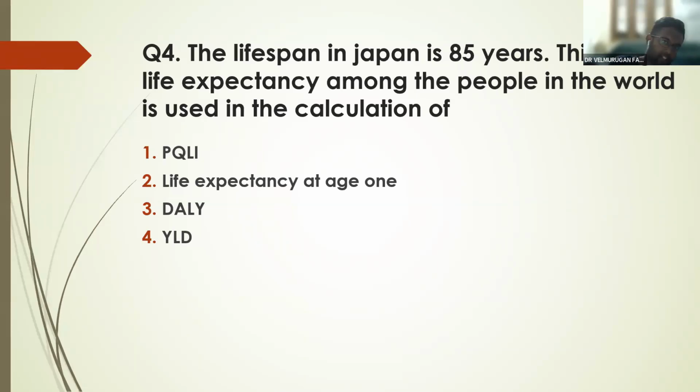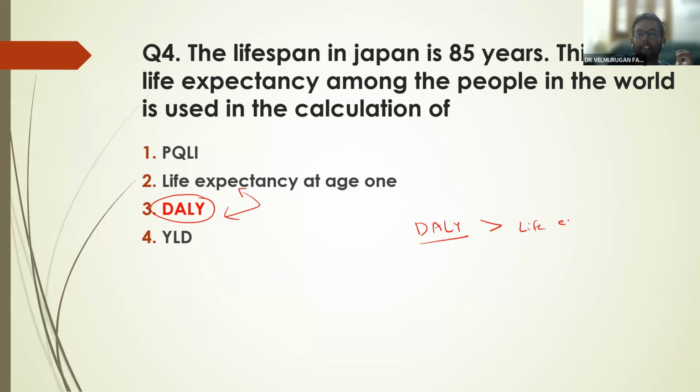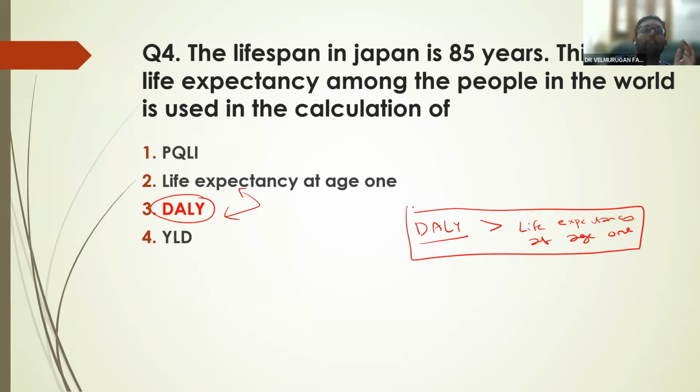Many people have two options here: life expectancy at age 1 and DALY. But the better option is DALY. Why? Because DALY is like an indicator, but life expectancy at age 1 is only a small variable for calculating an indicator. So I prefer the answer DALY over life expectancy at age 1. Both are logically correct, but as an indicator, which is more important for us, DALY is more important. DALY gives the final answer.